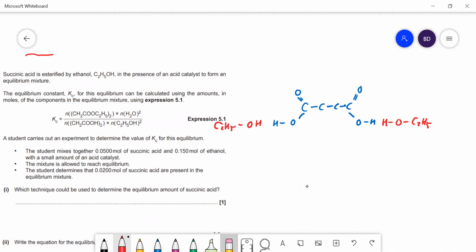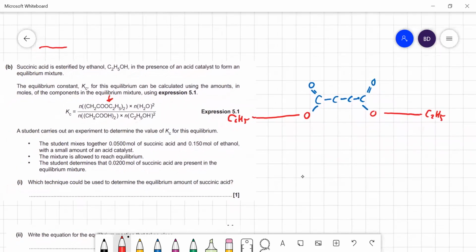Right, and so what's going to happen is we're going to form that. I should really do, actually, that oxygen comes from the alcohol, so I'm going to put it in red. We're going to do that. That's the ester we're forming there, which is that thing. That's how they've written it there. Okay. So that is the equilibrium expression.